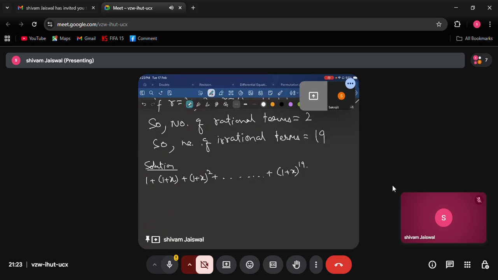Okay, the series is in GP, right? First term is given. Common ratio. Anandit, can you tell me what is the common ratio over here? So 1 plus x. So it will become (1 plus x) to the power 20 minus 1 upon 1 plus x minus 1. This will give us (1 plus x) to the power 20 minus 1 upon x.